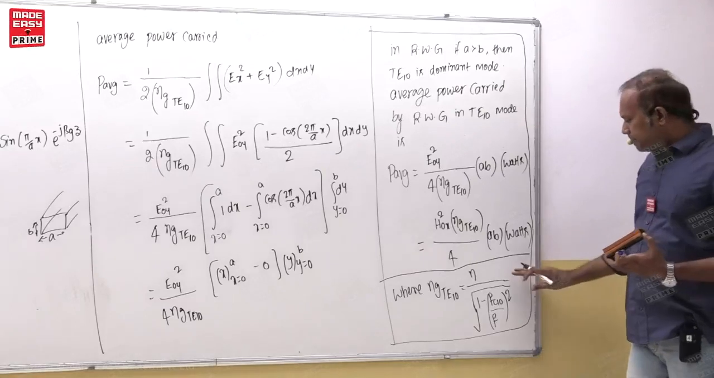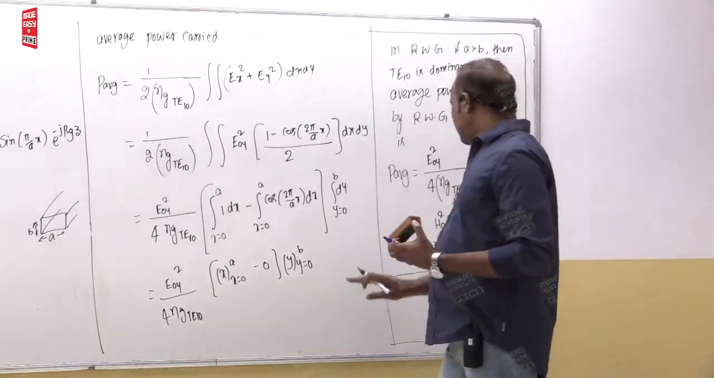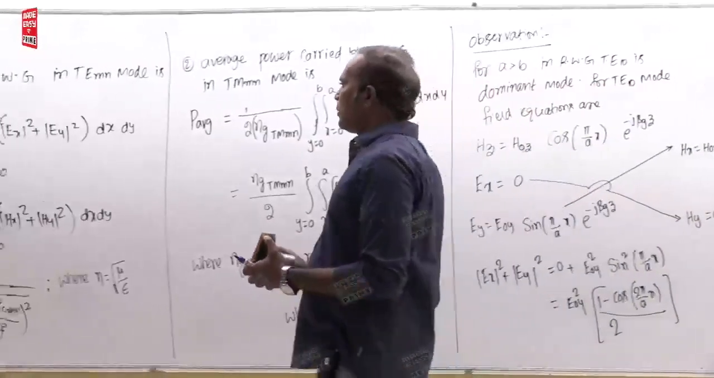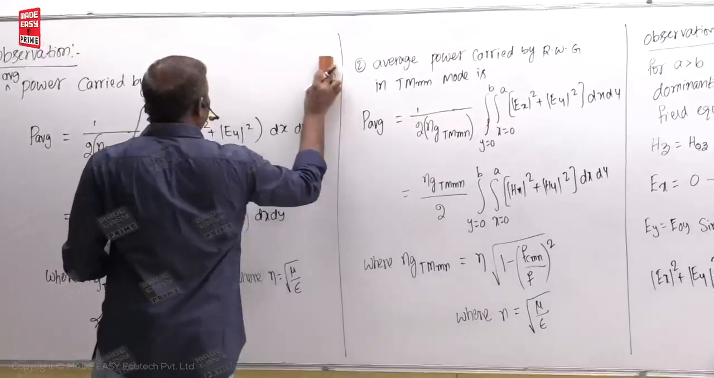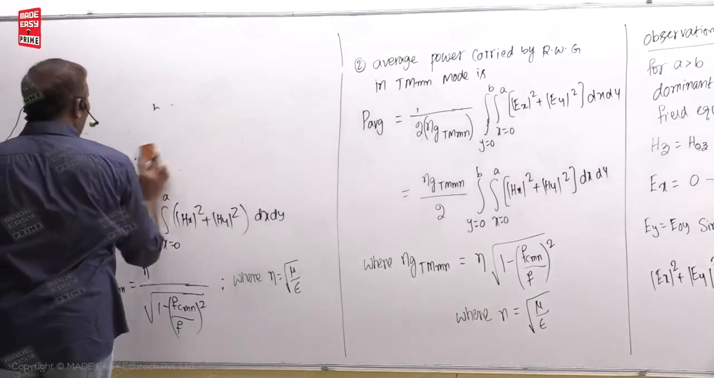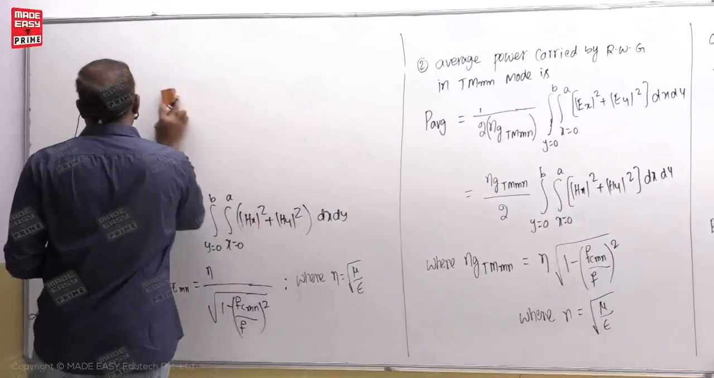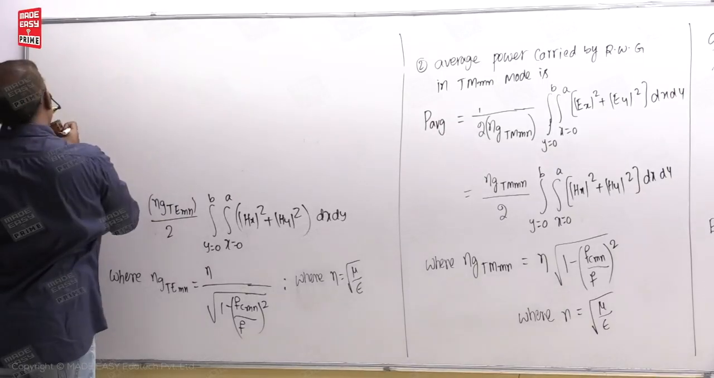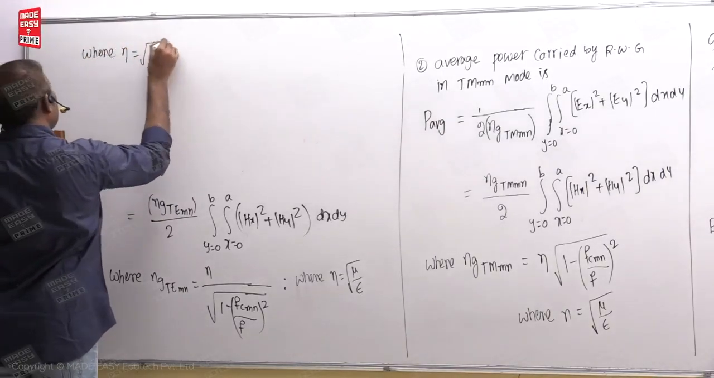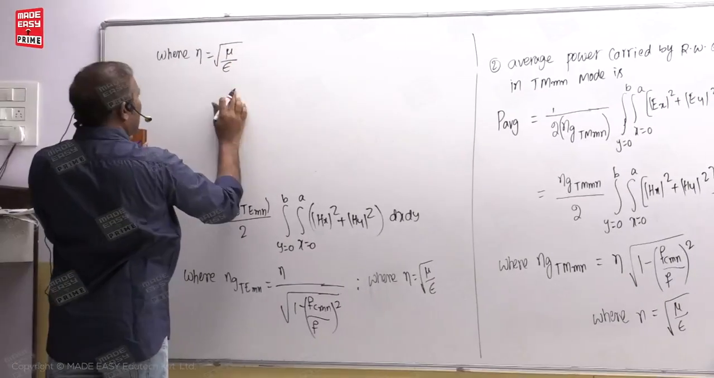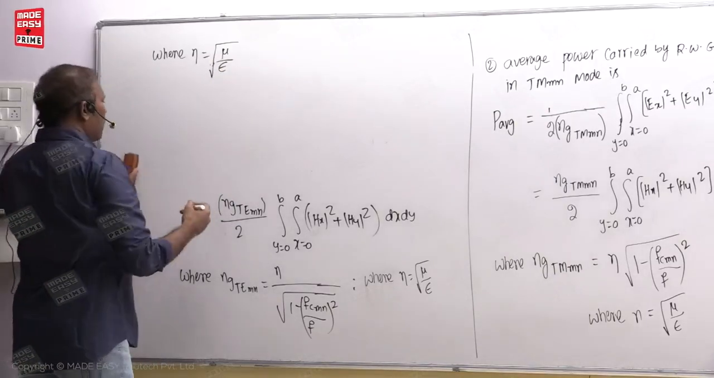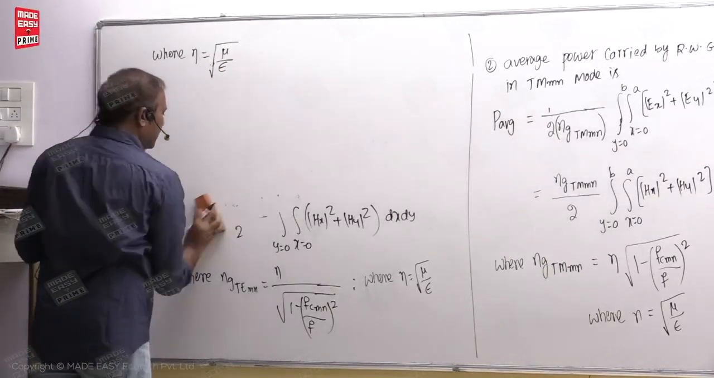Anyway, I will write the continuation there, where eta is equal to root of mu by epsilon for a dielectric filled waveguide. If it is an air filled waveguide, then you have to take root of mu naught by epsilon naught, which is 125 approximately.